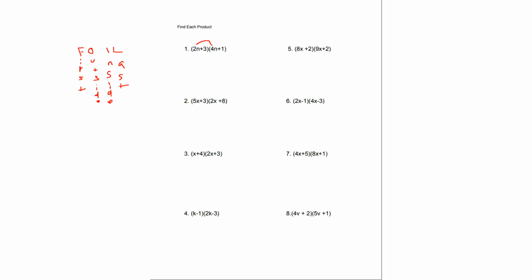multiply the first terms together. That's just 8n squared. Multiply the outside terms together, so 2n times 1, which is just 2n. Multiply the inside terms together, which is just 3 times 4n. And then multiply the last terms together, so 3 times 1, which is just 3. And that is just 8n squared plus 14n plus 3.